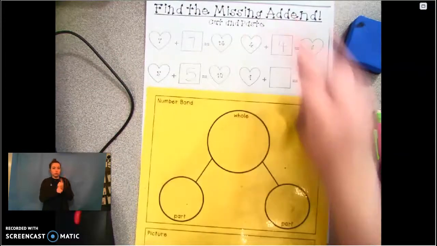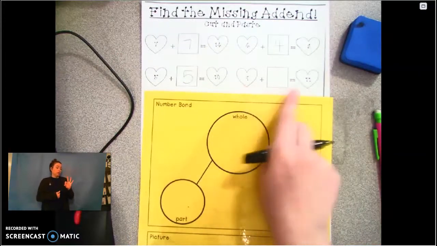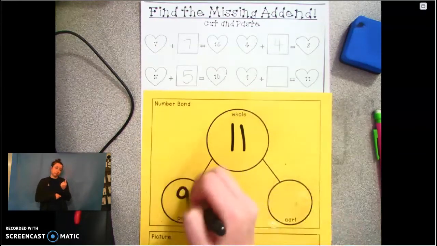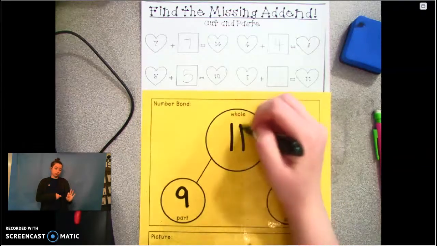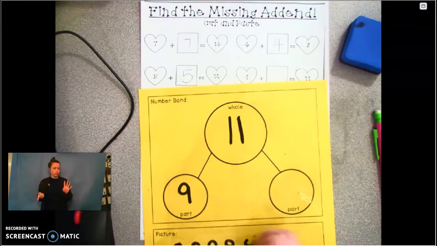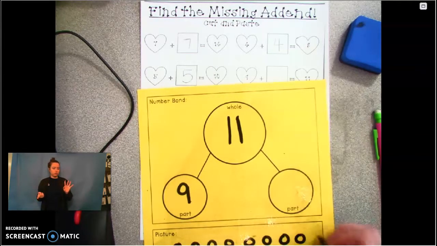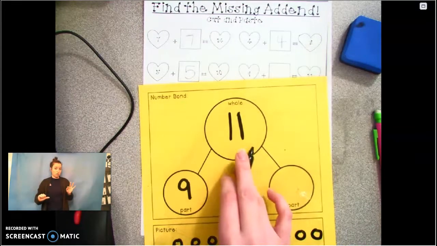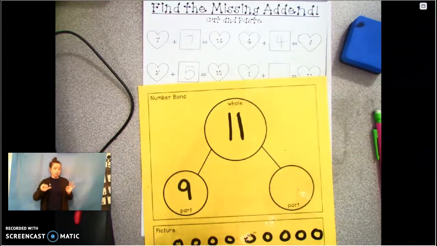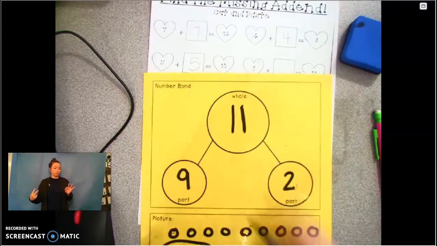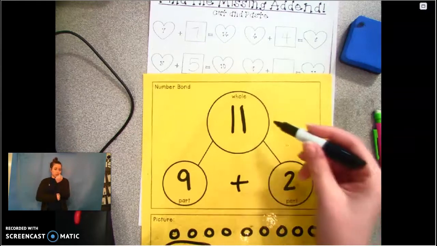All right, the next one we have 9 plus something equals 11. So my whole is 11. I'm going to have 9 as a part, and I need to get to 11. So I'm going to draw 9 circles. 1, 2, 3, 4, 5, 6, 7, 8, 9. Then I'm going to keep going until I get to what number? 11. So 9, 10, 11. How many squares did I draw? Just 2. So 9 plus 2 equals 11.